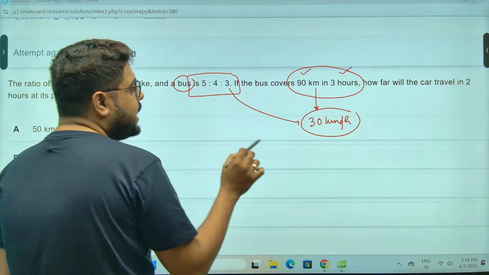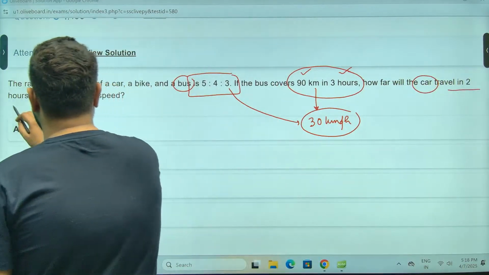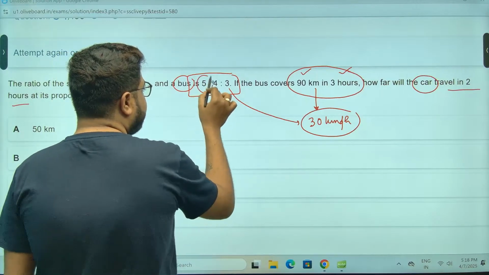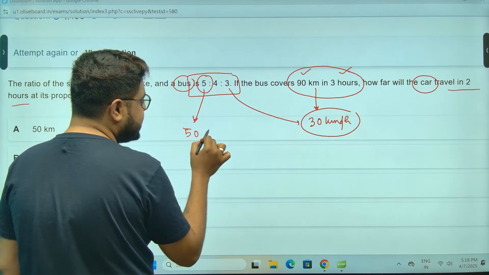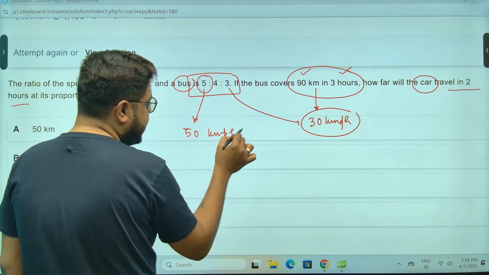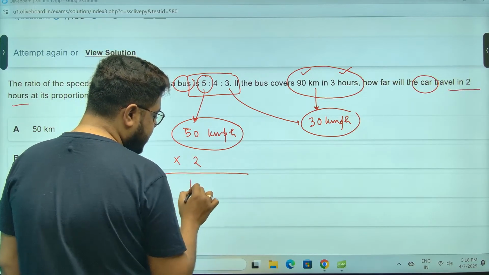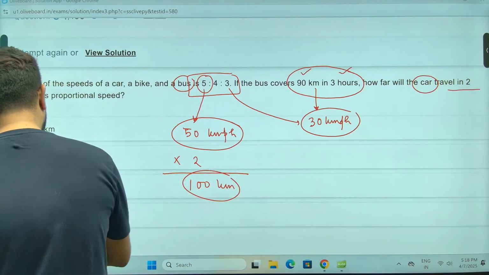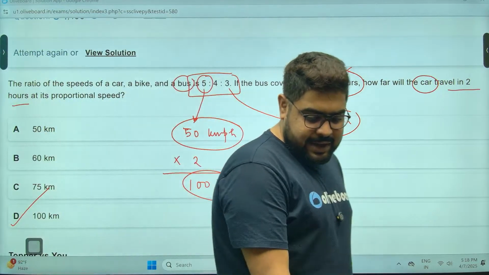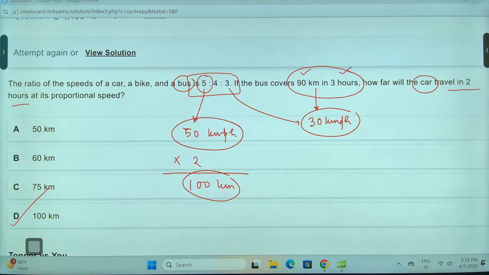They are asking about the car, in how much distance in 2 hours. So the speed of the car is 5 parts. 3 parts is 30, so 5 parts, anybody can say, is 50. Speed is 50 kilometers per hour. The time is 2 hours. How much distance will it go, sir? 100 kilometers. Again, single line questions. Option number D is the answer. Yes, again, Reena, Arghamita, you guys are correct. Very good. Very simple questions.